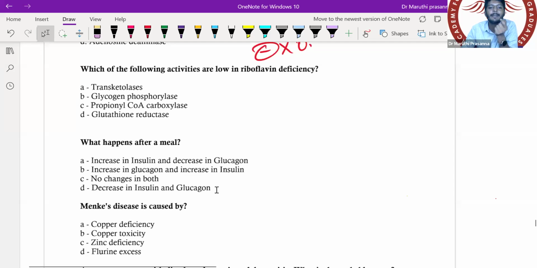So remember, which of the following activities is low in riboflavin deficiency? I want you to remember that it is glutathione reductase activity. It's a fact-based thing. Okay.